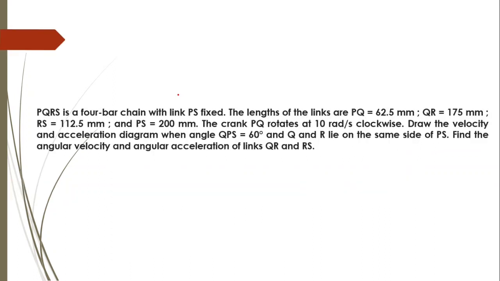Here is the question. PQRS is a 4-bar chain with link PS fixed. The lengths of the links are PQ equal to 62.5 mm, QR equal to 175 mm, RS equal to 112.5 mm, and PS equal to 200 mm. The crank PQ rotates at 10 radians per second clockwise.